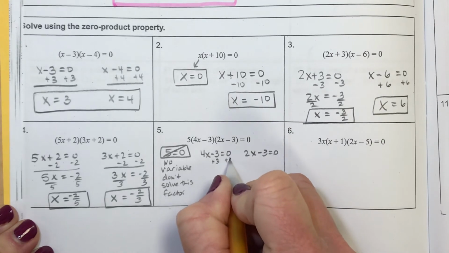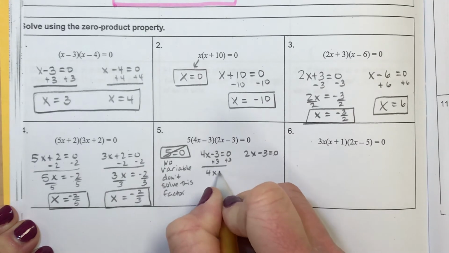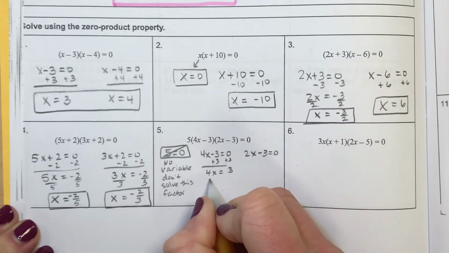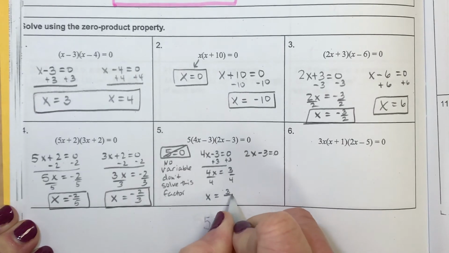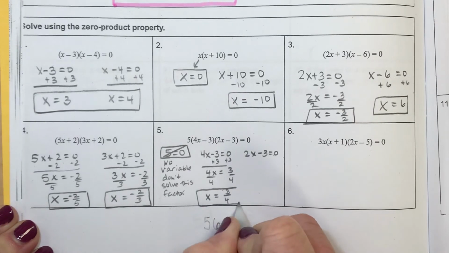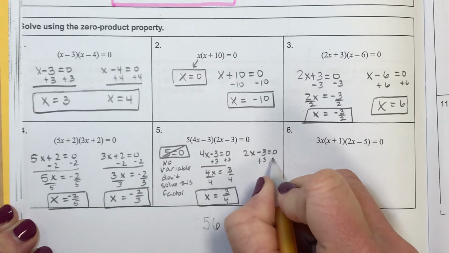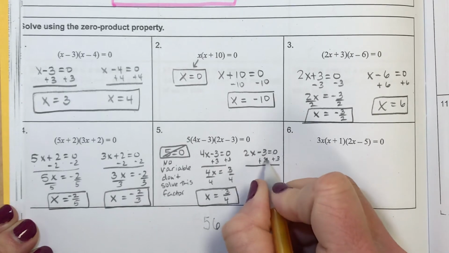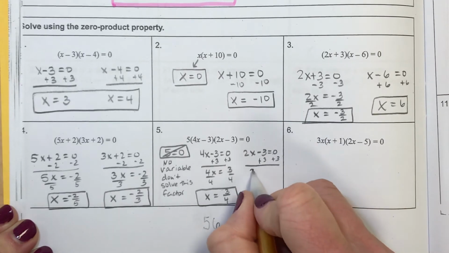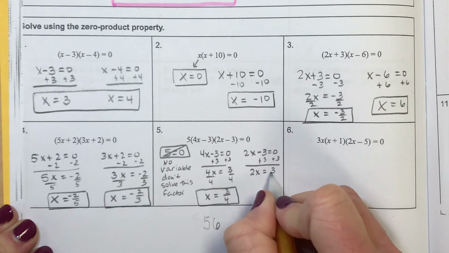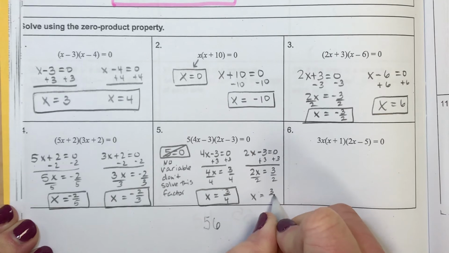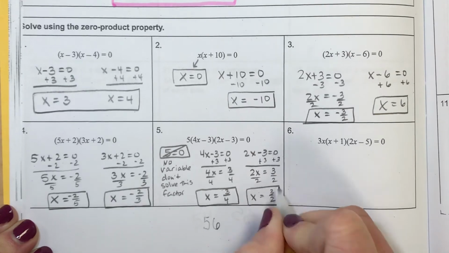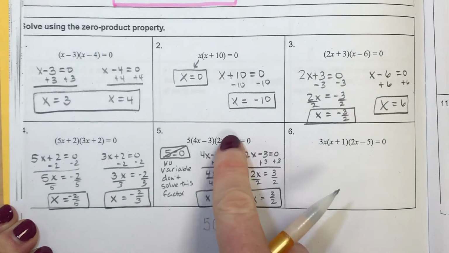So I'm going to start by getting my x term alone by adding 3 to both sides. And then I'll divide by that coefficient of 4. So one solution will be 3/4. And let's solve for the other one here. Add 3 to both sides to get your variable x alone, and then divide by that coefficient of 2. So we have 2 solutions, one of 3/4 and one of 3/2 for this one.